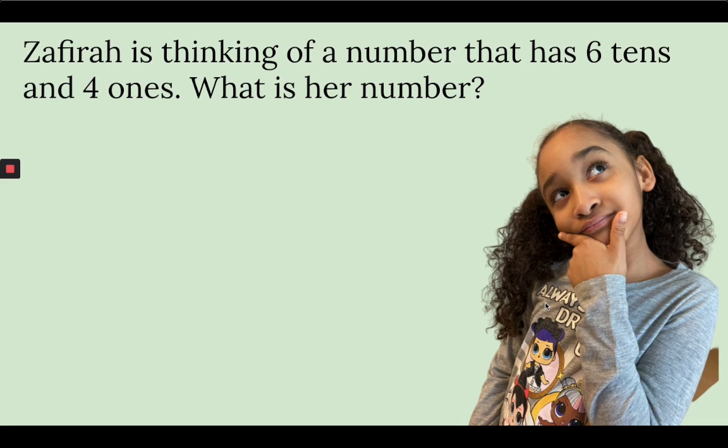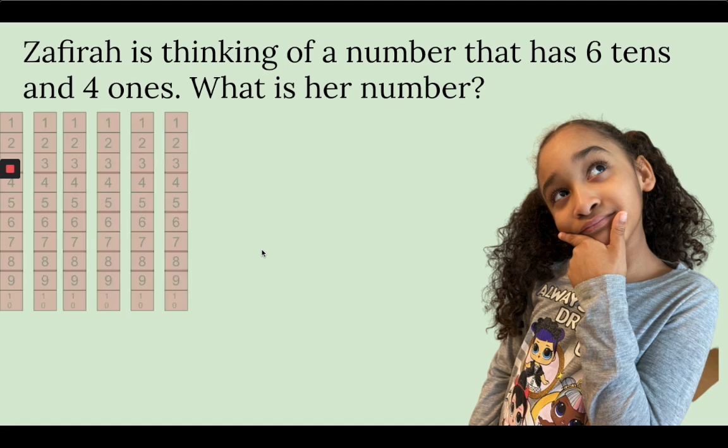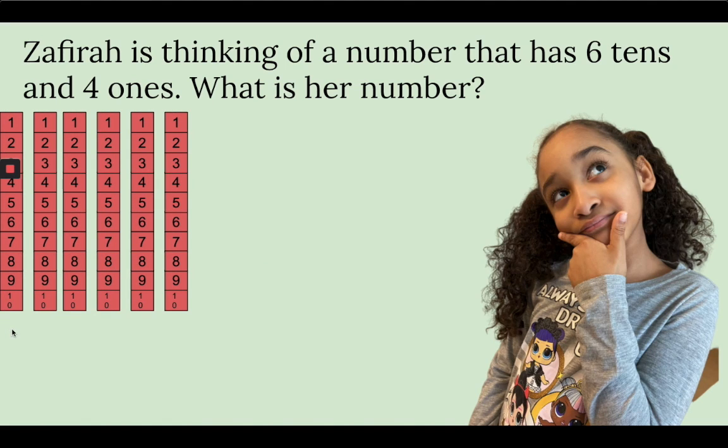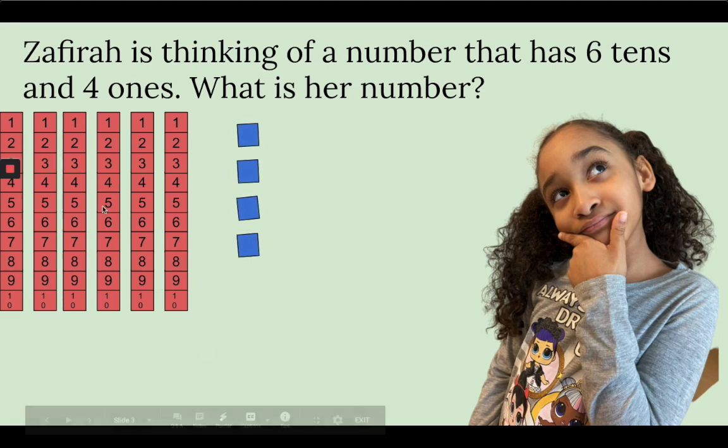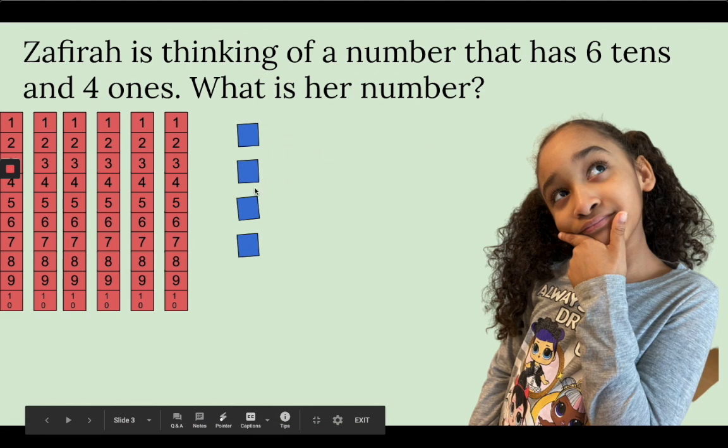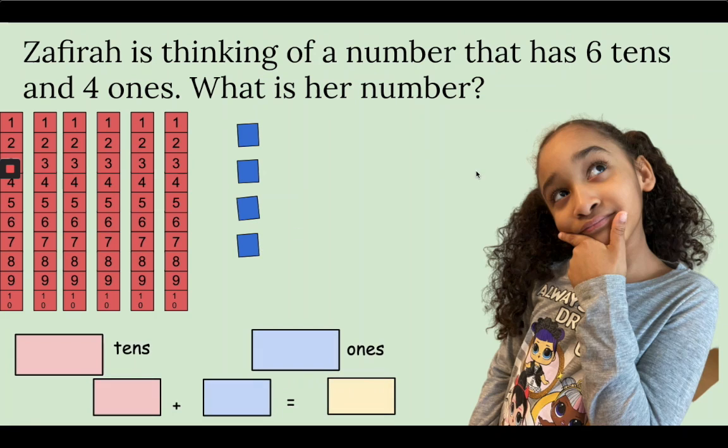Here I have my friend Zafira, and she's thinking of a number that has 6 tens and 4 ones. What is her number? So let's take a look. Her number has 6 tens and 4 ones. Some of you may start thinking about what the number is right now, which is great, but let's look at it with a picture. So here I see 6 groups of 10. 1, 2, 3, 4, 5, 6. 6 groups of 10. She has 4 ones. 1, 2, 3, 4. Let's put this in our chart.